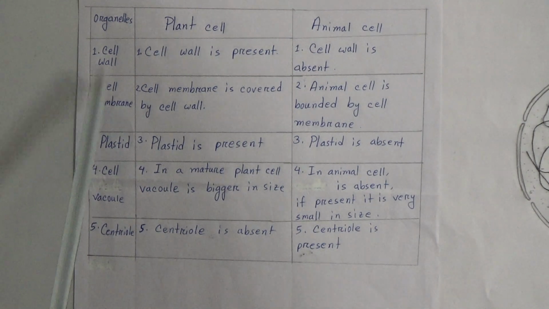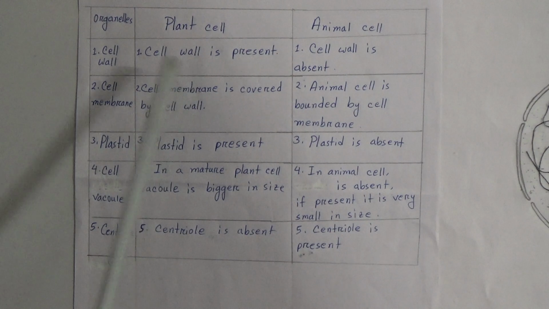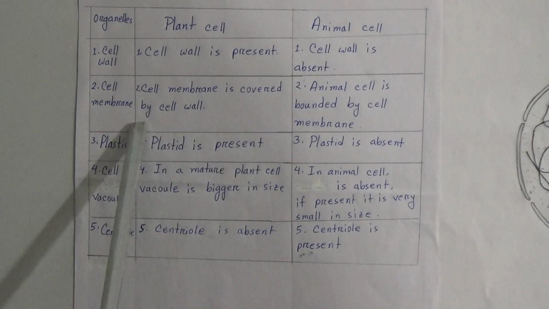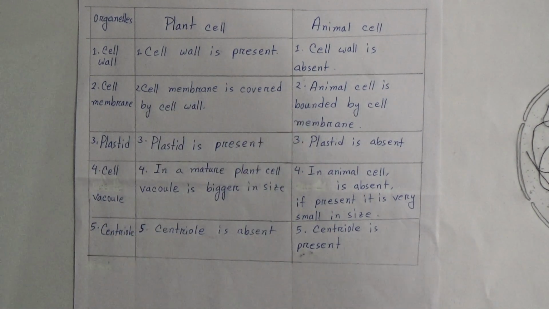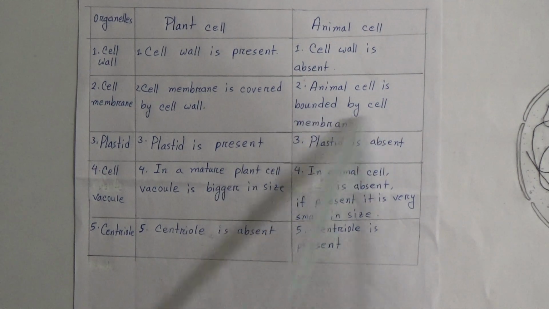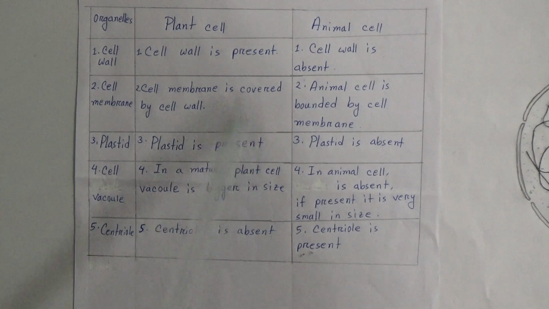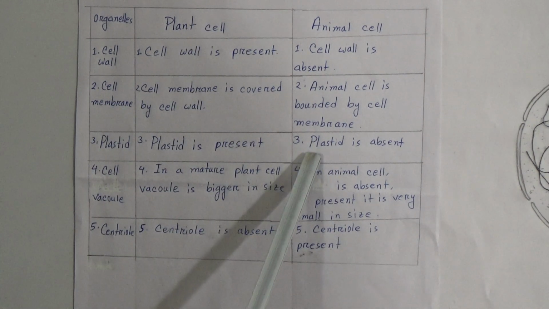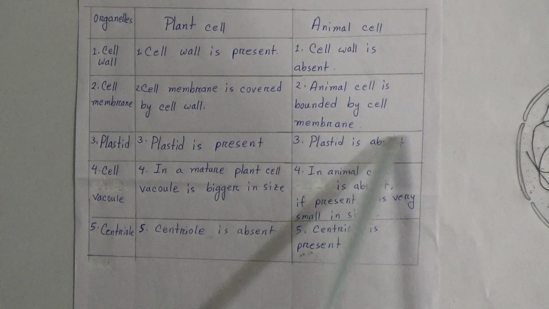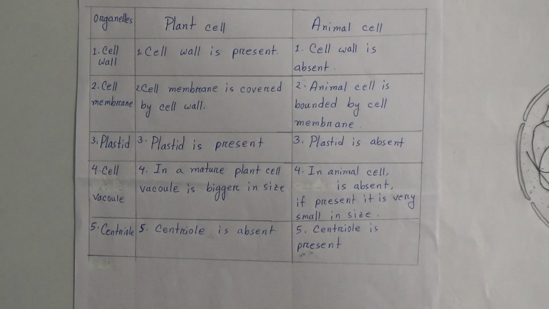Number 2, cell membrane. In plant cell, cell membrane is covered by cell wall, and in animal cell, it is bounded by cell membrane. Number 3, plastid. Plastid is present in plant cell, and in animal cell, plastid is absent.